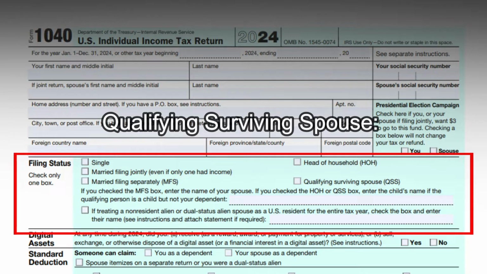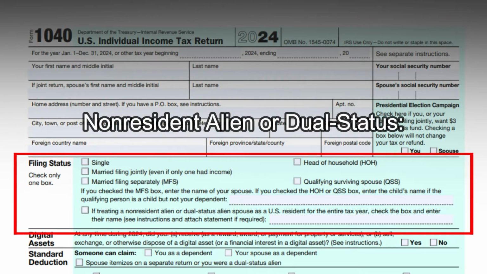Qualifying surviving spouse, also known as widow/widower. If your spouse passed away in the last 2 years and you have a dependent child, you may qualify for this status, which allows you to use the same tax rates as married filing jointly. Non-resident alien or dual status. This applies if you're a non-resident alien or have special circumstances involving dual status taxation, e.g., you were a resident for part of the year and a non-resident for the rest.